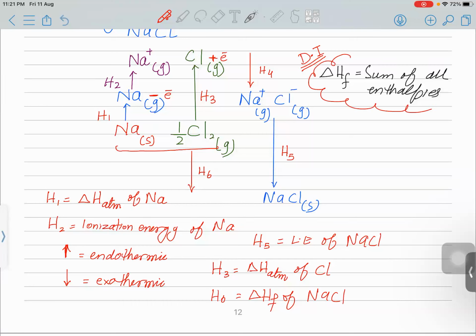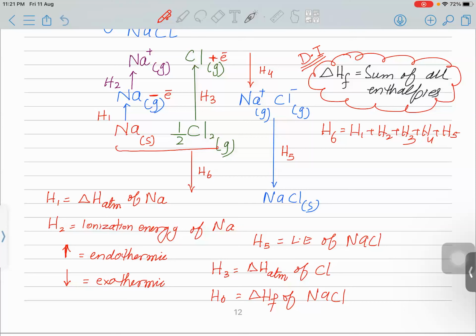Delta HF is equal to the sum of all enthalpies. Now, Alia, can you tell me the number of the delta HF? Either it is H1, H2, H3, H4, H5, H6, H7. Sir, 6. So the formula is H6 is equal to H1 plus H2 plus H3 plus H4 plus H5.